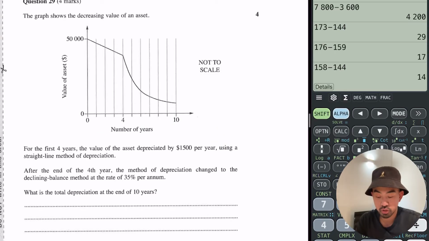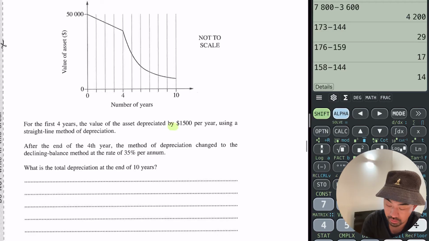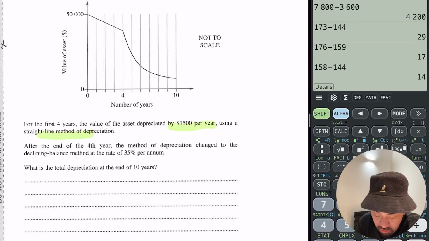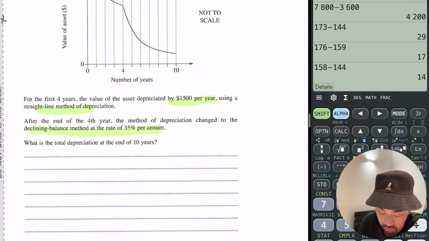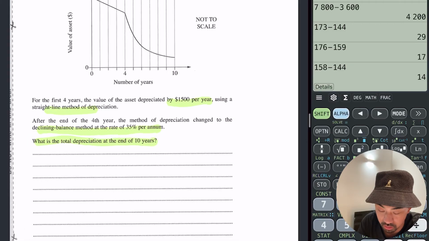All right, 29. The graph shows the decreasing value of an asset. So here's the value, number of years. For the first 4 years, the value of the asset depreciates by $1,500 per year using straight line. After the 4th year, the method of depreciation changes to declining balance, 35%. What is the total depreciation at the end of 10 years?